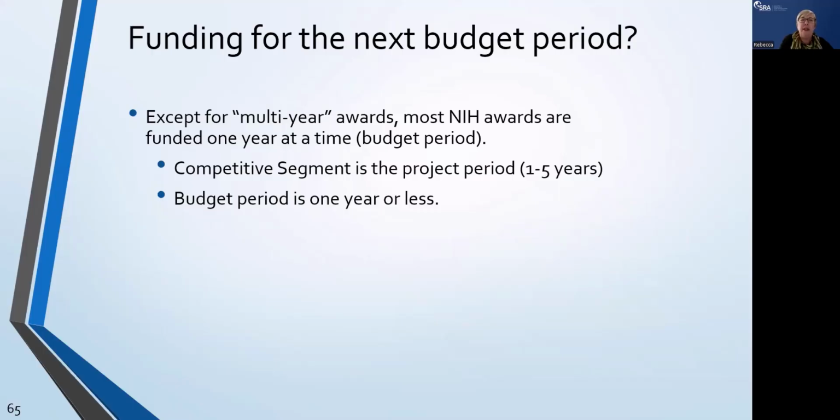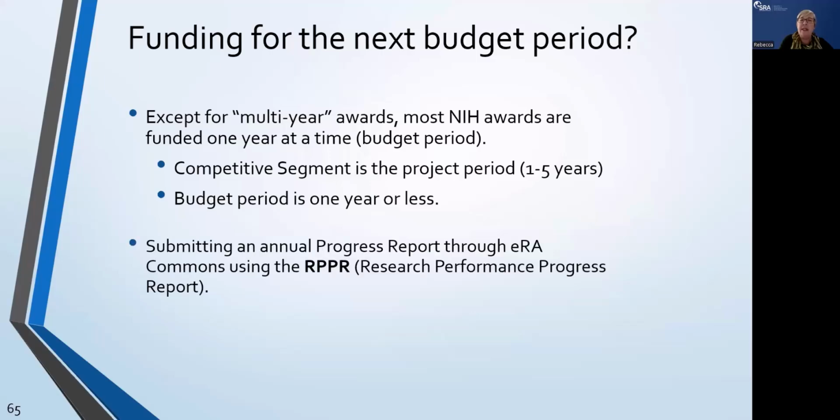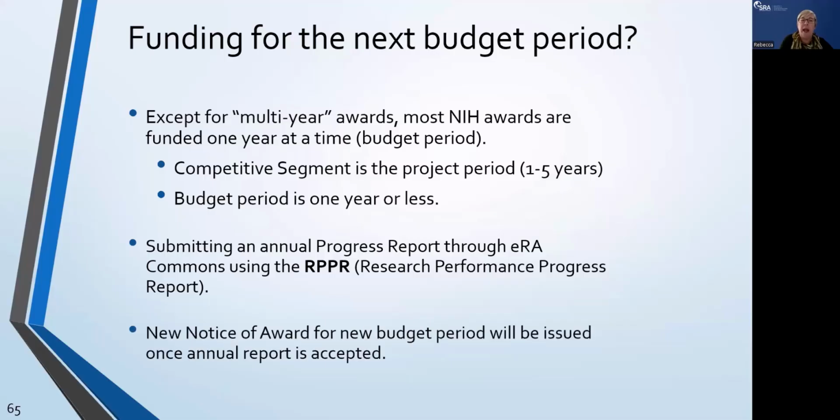Except for multi-year funding, we want that next budget period. Again, competitive segments are 1 to 5 years. A budget period is 1 year or less. So you're going to have an annual progress report. And even if you have a multi-year funded award, you have an annual progress report due. And the new notice of award will be issued once that annual report is accepted.